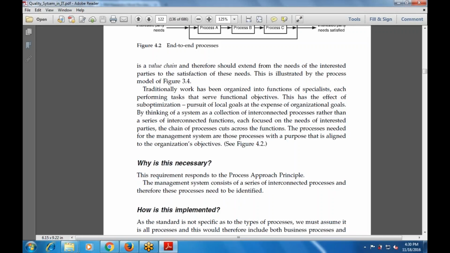Now, how is this implemented? How is this implemented in the sense, what are the various processes that are used with the standard, that are used with all the processes, with all the definitions that include business processes, that include the decision-making processes.